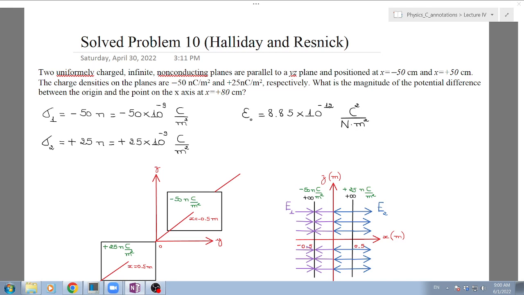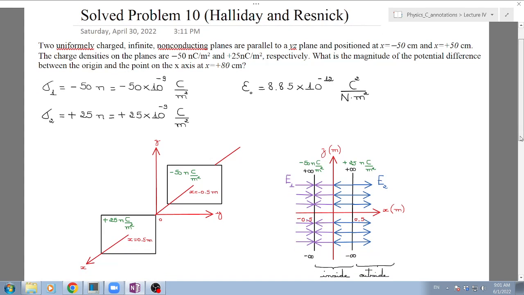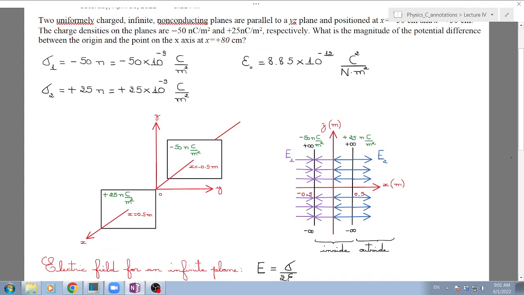I didn't add that to the sketch, but those are infinite plates, and they're positioned at minus 50 centimeters and plus 50 centimeters, and they have different charge densities. One has minus 50 nanocoulomb per square meter, and the other one has 25. So okay, that's all the information here.